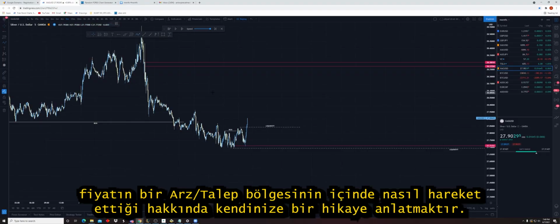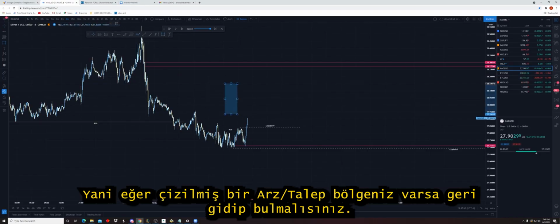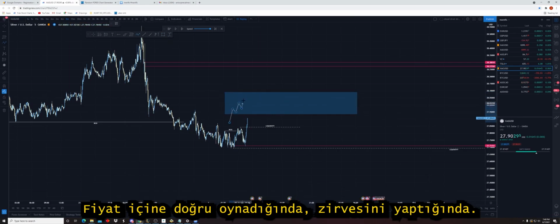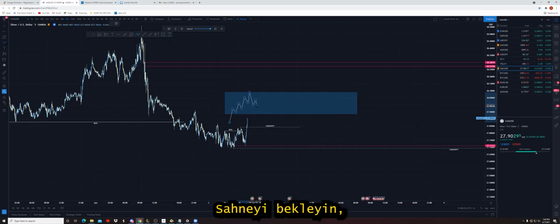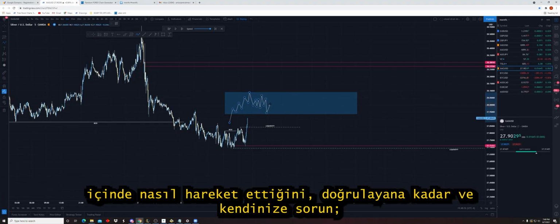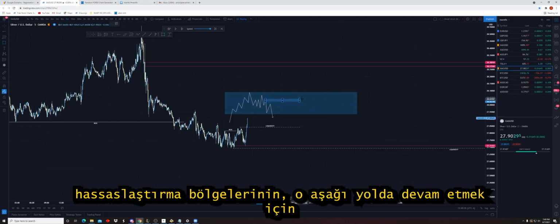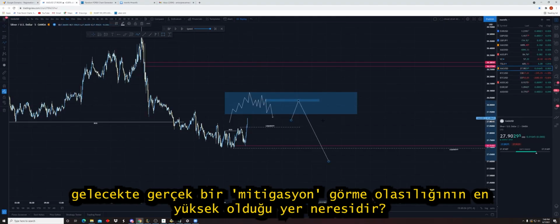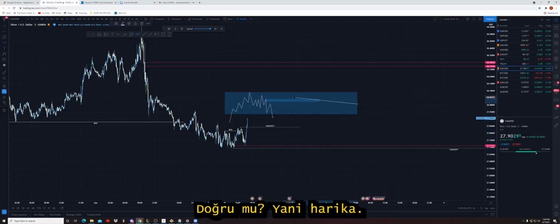But the most important thing is telling yourself a story about how price moved inside of an SND zone. So if you have an SND zone drawn out, you need to go find back when price played up into it, made that high of it, wait for seeing how it moved inside it until it validated it, and ask yourself where the refinement zone is most likely to see a real mitigation in the future to continue on that path downwards, right? So fantastic.